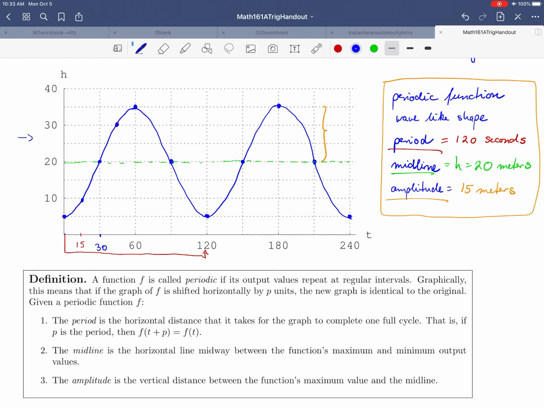In the previous video, we learned about periodic functions, and we learned how we can describe a periodic function in terms of its period, midline, and amplitude. And a periodic function that is shaped like the one that we saw in activity 2 is actually called a sinusoidal function. And we will use sinusoidal functions like these to model different types of phenomena.